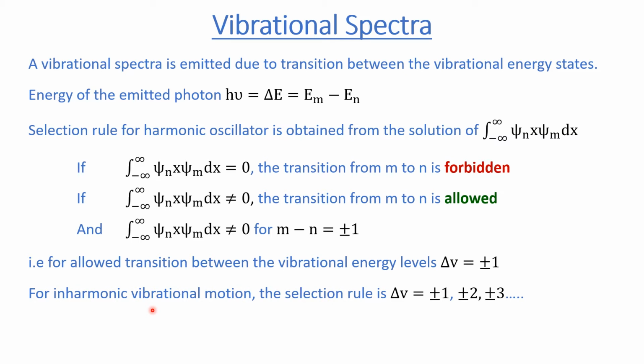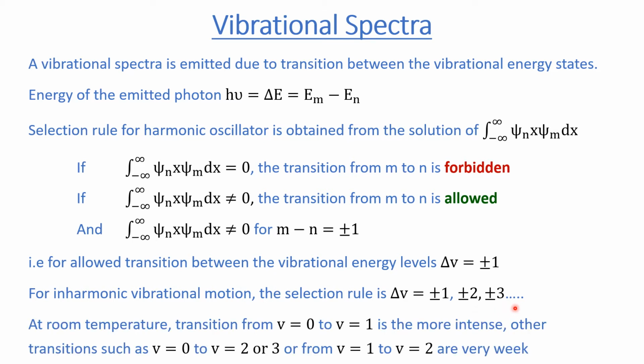If there is some anharmonicity in the vibrational motion, the selection rules change, and now you can have plus 2, minus 2, plus 3, minus 3, and so on. It depends upon the degree of anharmonicity. If there is more anharmonicity, you can have plus 2, minus 2, plus 3, minus 3, plus 4, minus 4, and so on.